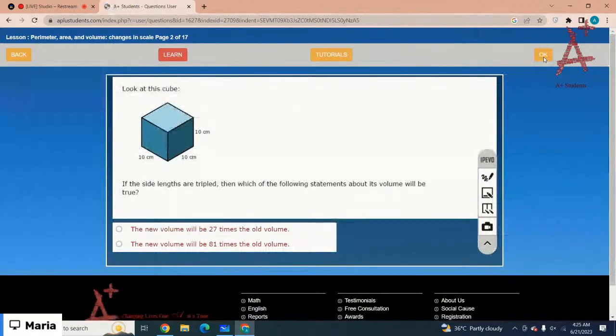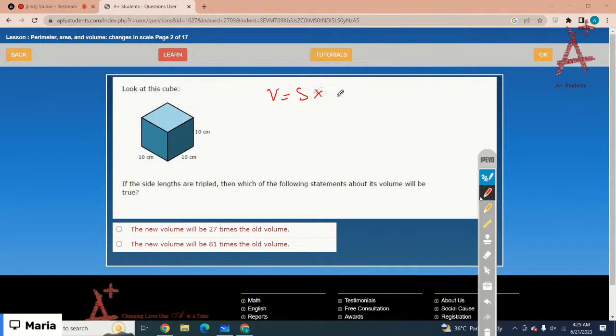Okay, just look at this cube. If the side lengths are tripled, then which of the following statements about its volume will be true? Okay, when we calculate the volume, we do side times side times side. Got it? That would be s cube. Now all the sides will be tripled. Triple means 3s times 3s times 3s. That would be for the new volume. It would be 3 times 3 is 9, 9 times 3 is 27 s cube.